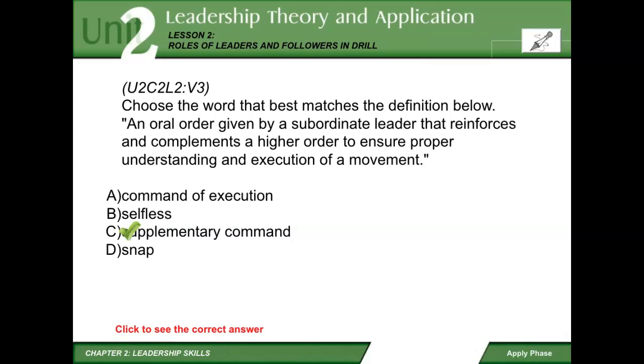In this case, what we're talking about is a sergeant, the guy in charge of the squad, who says to a team leader, this is the order. And then the team leader takes that information and gives that to the rest of the team, but adds information to it to ensure that the understanding is there, and the execution is done correctly.